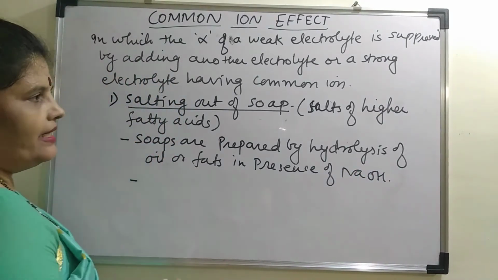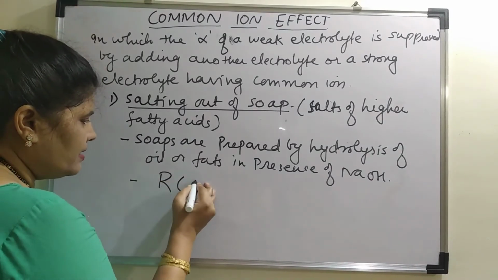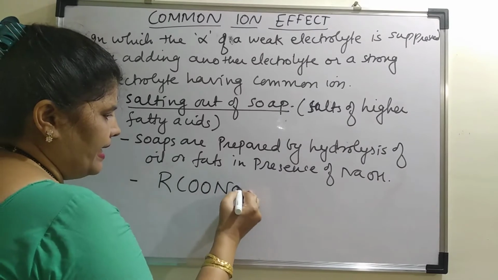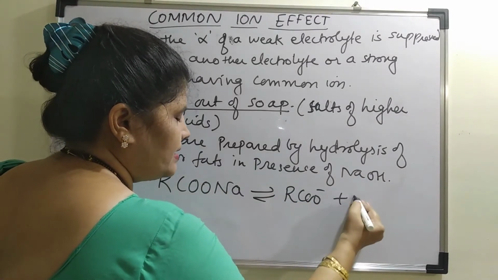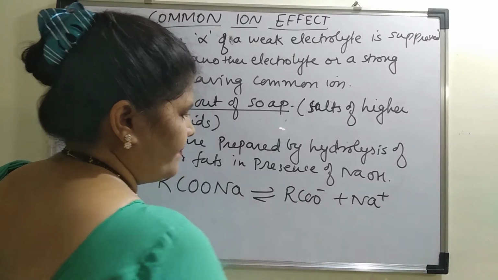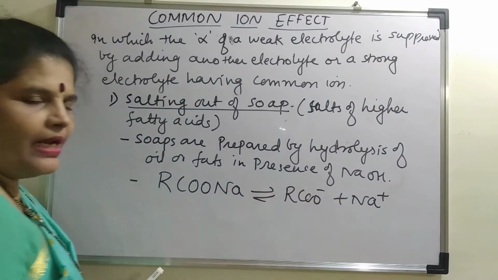Soaps, as I said, are the salts of higher fatty acids. So I will write it as RCOONa. How will it form the ions? RCOO minus and Na plus. Now this is a weak electrolyte, it will dissociate to a lesser extent.